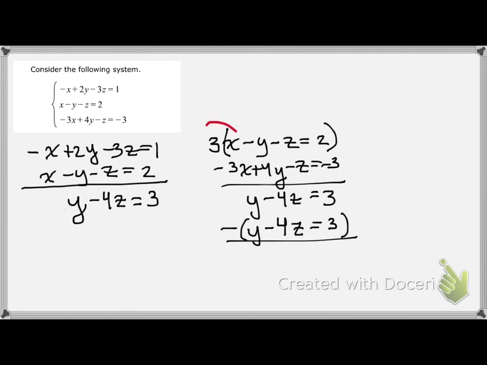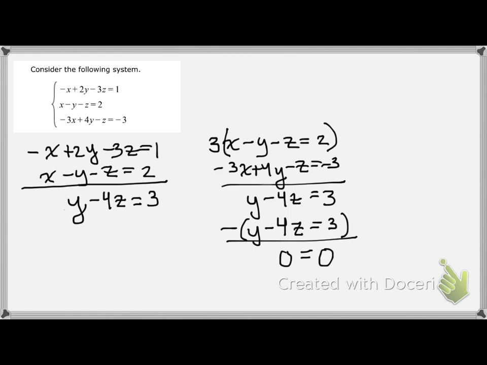In other cases, we've seen the coefficients are opposite, so we added them and they zeroed out. But in this case, they're the same, not opposite. So we subtract them to zero them out. And I get y minus y is 0. That zeroes out. And I've also got negative 4z minus 4z is 0. That zeroed out. And 3 minus 3 is 0. That zeroed out. They all zeroed out. When I see that, that means that there are infinite solutions.